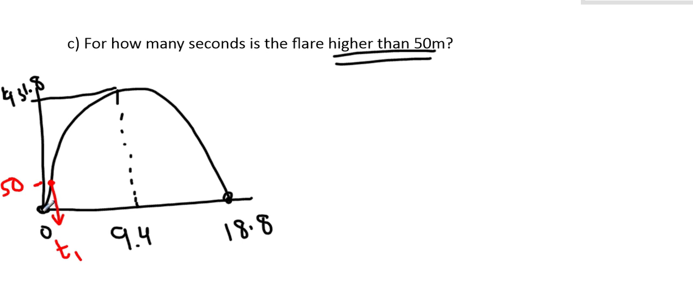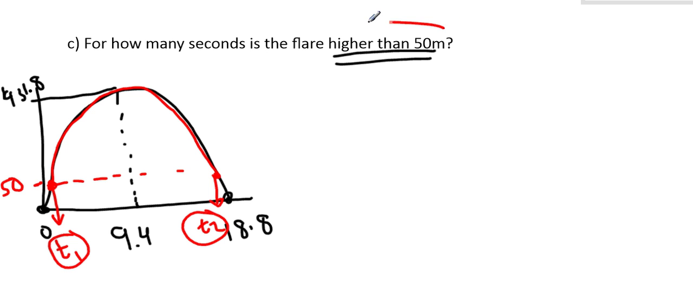So at 0 seconds, we launch the flare. A little while later, time 1, it gets to 50 meters. And then all of this time here, it's above 50 meters. But then on the way back down, it gets to 50 meters again and then goes lower. So we need to know when it is at 50 meters to start with, and when it is at 50 meters to end with. So I need to find both of those answers.